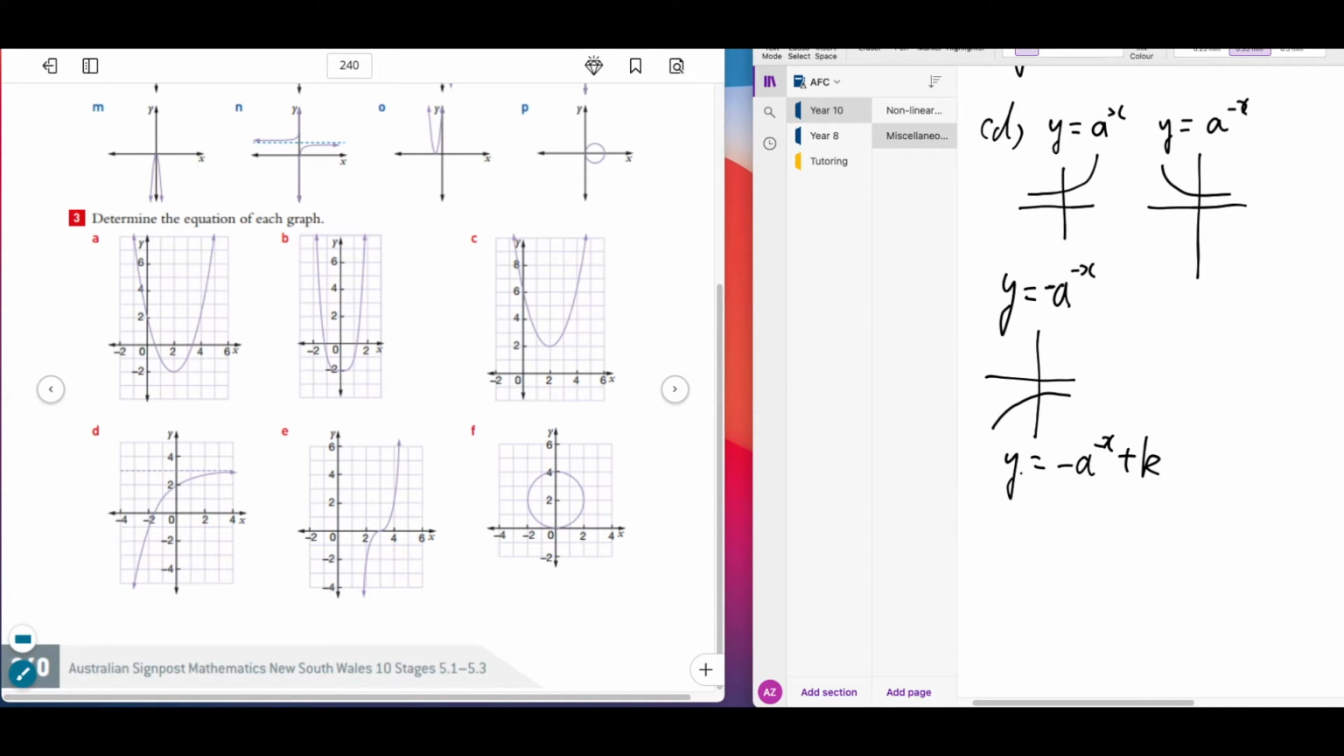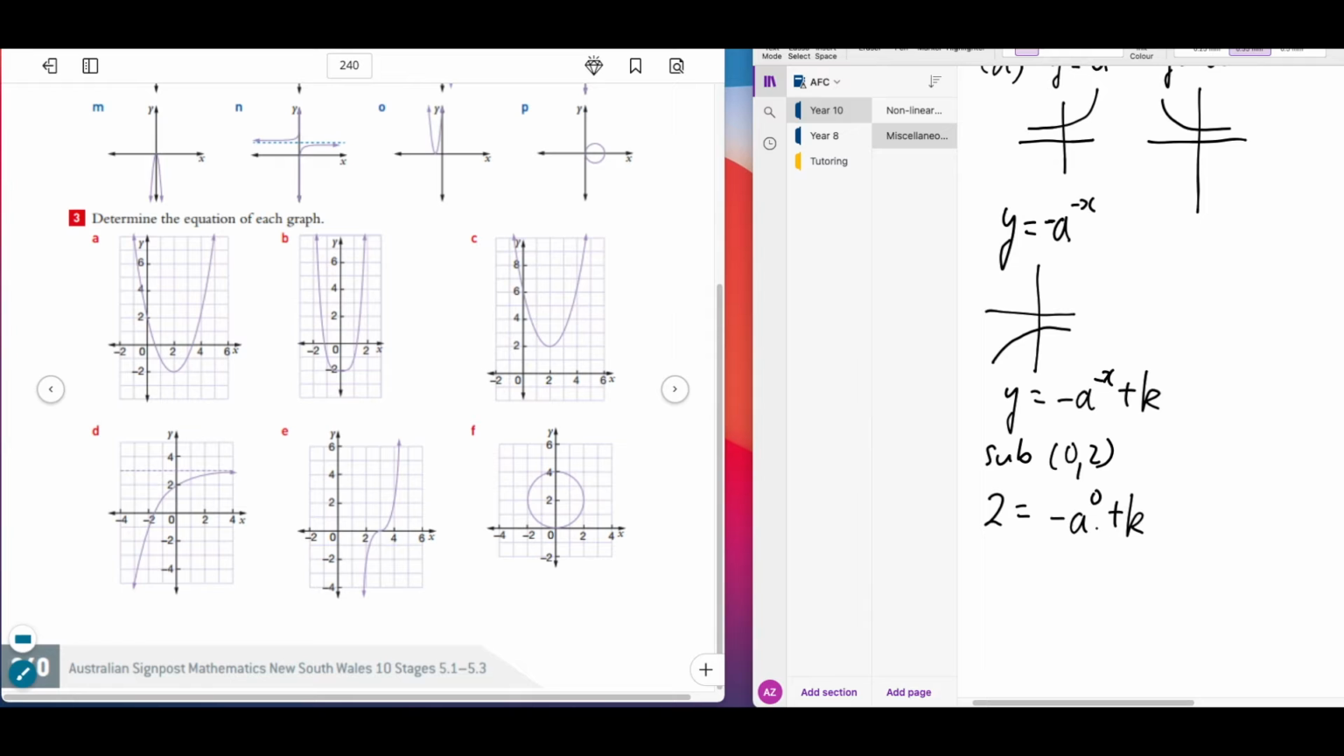So let's just sub in one of the points. And we know one of the points is the y-intercept. So then what we can do is sub 0, 2 into this equation, right? So let's just sub 0, 2 and see what we get. So when y is equal to 2, x equals 0. So minus a to the minus 0, that's just 0, plus k. And remember, anything to the power of 0 is 1. So therefore, 2 is equal to minus 1 plus k.